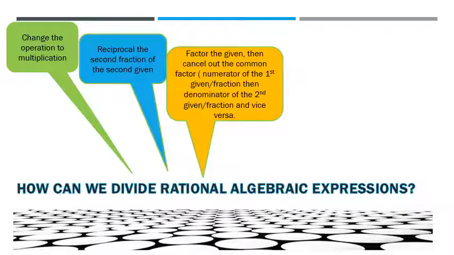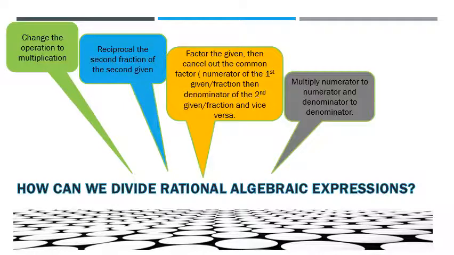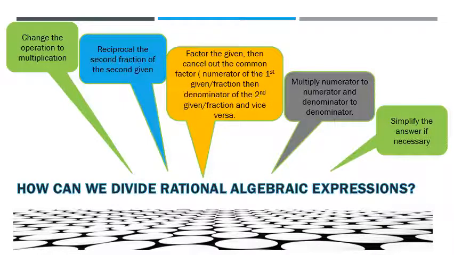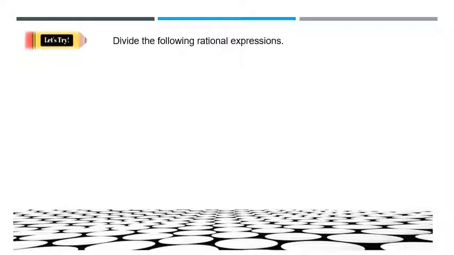Cancel between the numerator of the first fraction and the denominator of the second, and vice versa. Multiply numerator to numerator and denominator to denominator. And last, simplify the answer if necessary. Divide the following rational expressions.